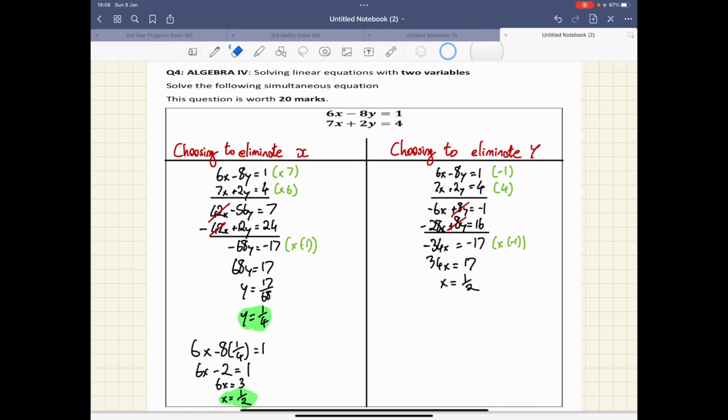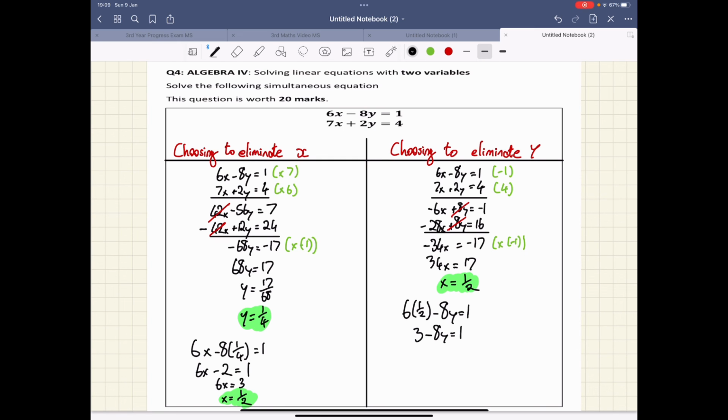We knew it was going to be a half because we had seen it in the previous question. If you look here, we got x is equal to a half over here, and x is equal to a half over here. So subbing this into this line here should give us the same value for y. Let's have a look. 6 times a half minus 8 times y is equal to 1. 6 times a half is equal to 3, minus 8y is equal to 1.